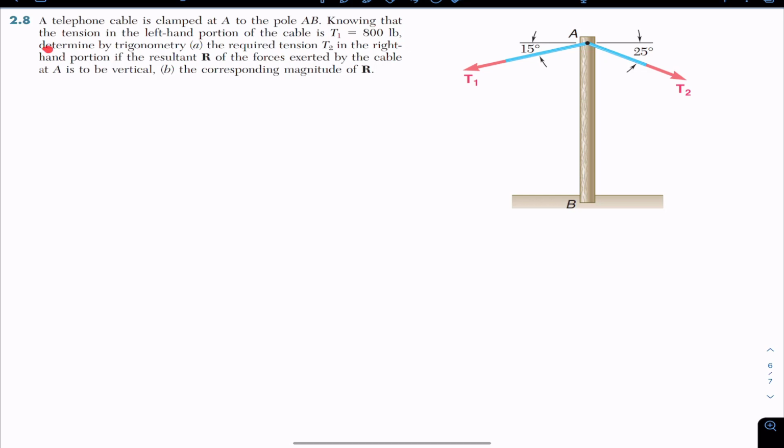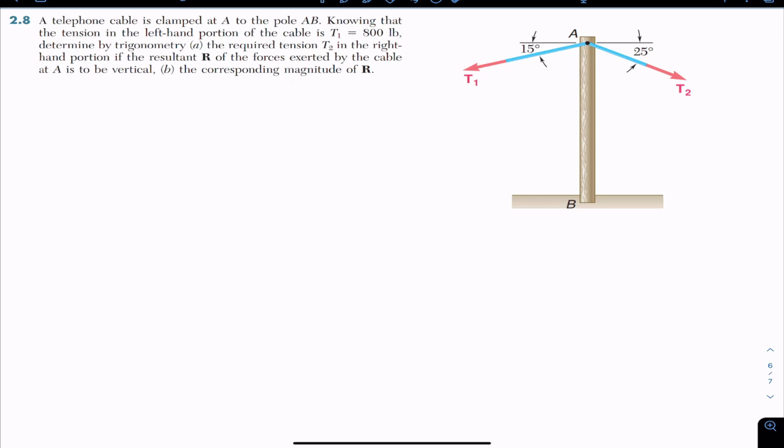We are required to determine by trigonometry the required tension T2 in the right hand portion if the resultant R of the forces exerted by the cable at A is to be vertical. So we have to find the T2 value in order to have the resultant in the vertical direction, and we have to find the corresponding magnitude of the resultant as well.